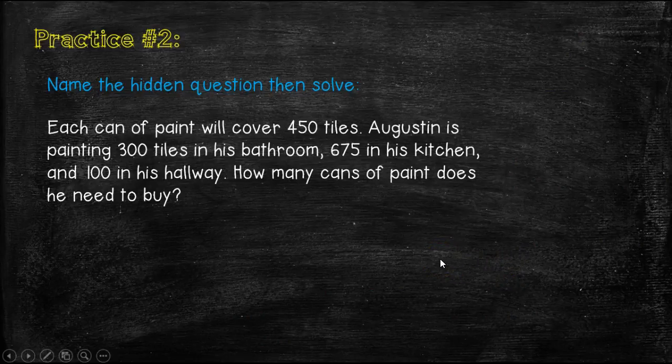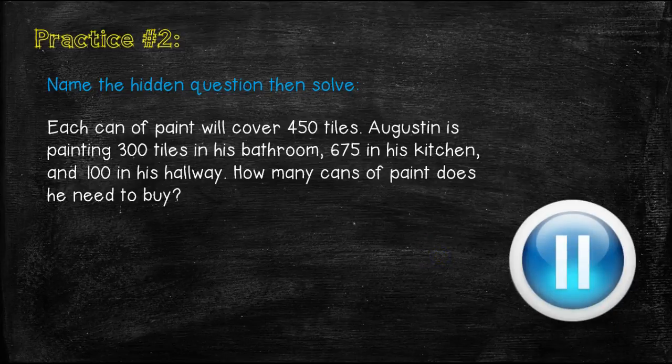Okay, now here's practice problem number 2. Again, you're going to name the hidden question and then solve. Each can of paint will cover 450 tiles. Augustine is painting 300 tiles in his bathroom, 675 in his kitchen, and 100 in his hallway. How many cans of paint does he need to buy? Go ahead and pause the video now, find the hidden question, and then solve.